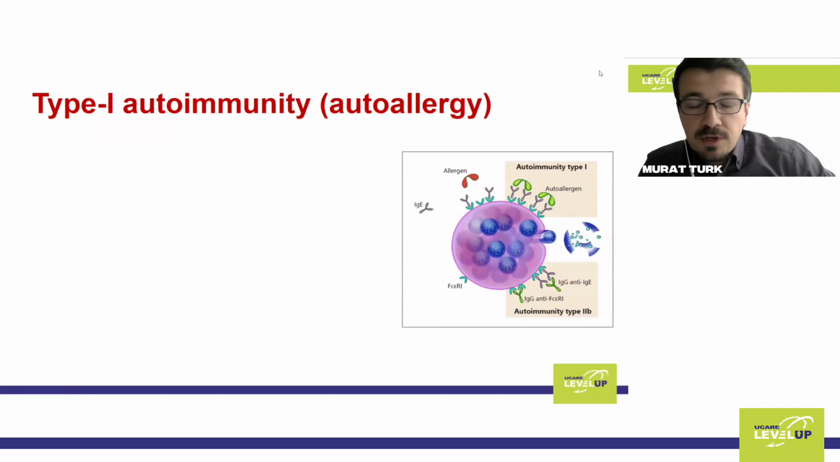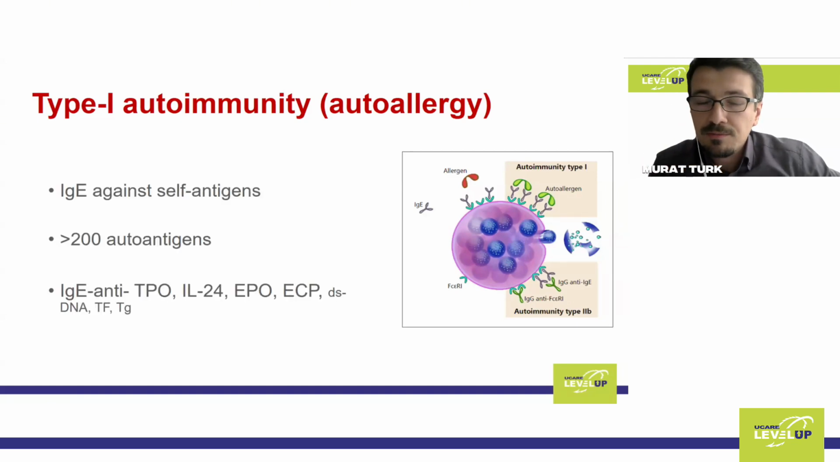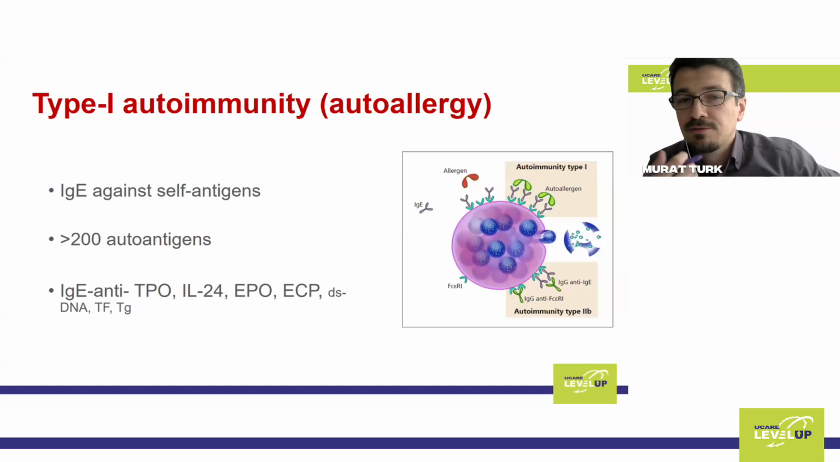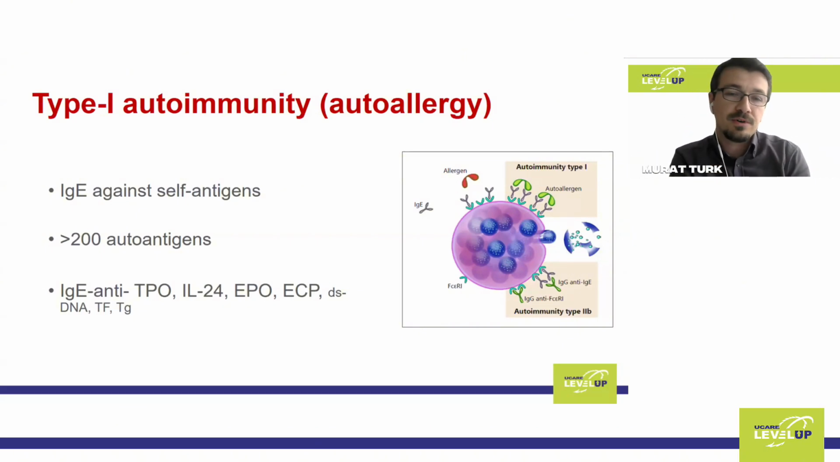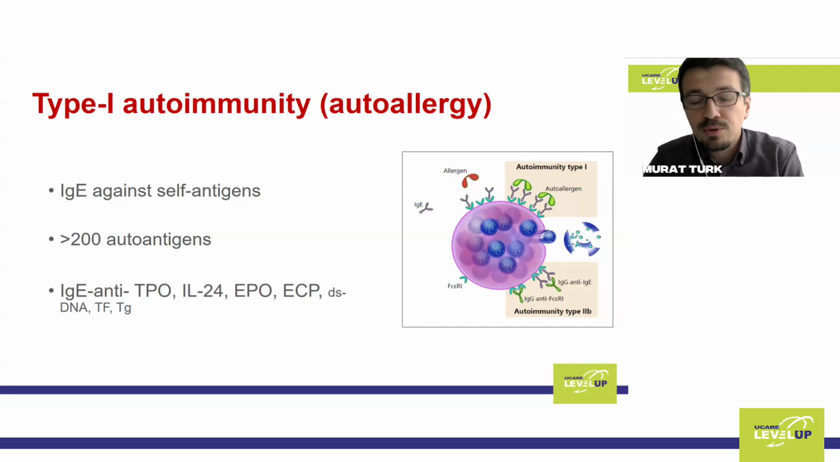So as we started our endotypes, we said there is a type 1, type 2b. What is type 1 autoimmunity or autoallergic endotype? It is a classical type 1 hypersensitivity reaction, but this time we produce IgE against our self-antigens, in which there are more than 200 autoantigens defined in this disease. Some of them are quite popular, as we know, that IgE against TPO, interleukin 24, eosinophil peroxidase, eosinophil cationic protein, and more. The problem in here is they are not specific to this disease. We cannot diagnose our patients only with these biomarkers. It's not specific to chronic spontaneous urticaria.